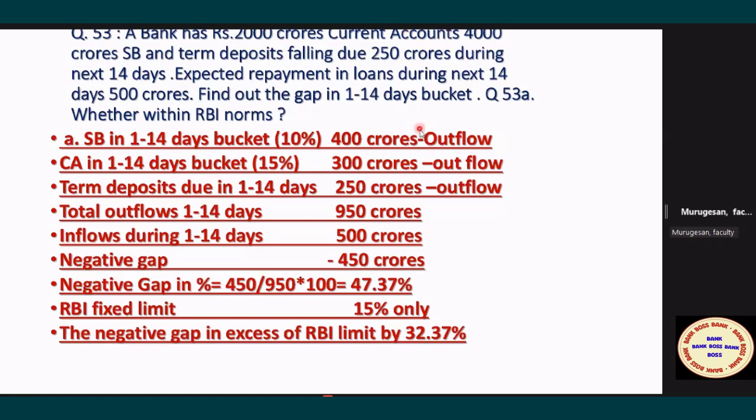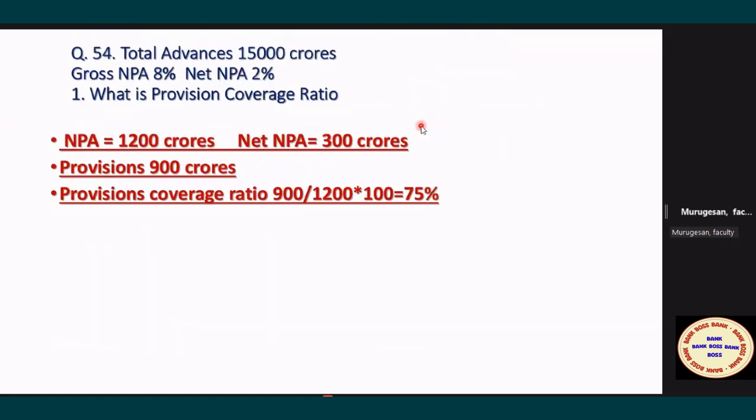15% for what, sir? Overnight is 5%, 2 to 7 days is 5%, and the next, 8 to 14 days, is 15%. Only 15%, madam. 20% is up to 28 days. Correct, 14 to 28 days. Very good. That is why you are a fresher, but you know this.